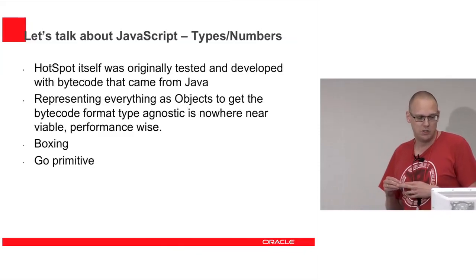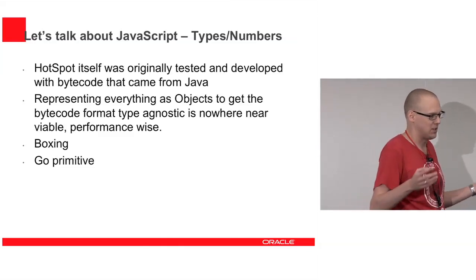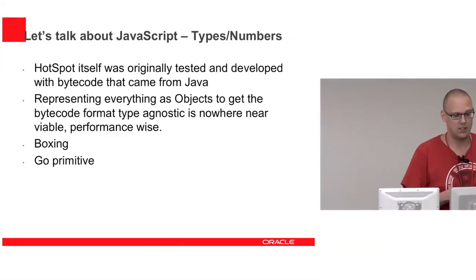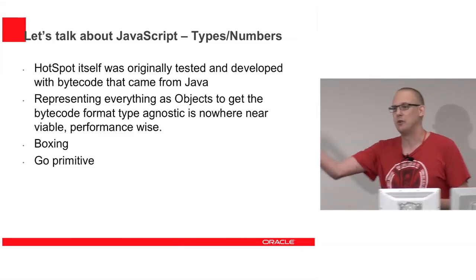So one thing we could do to be conservative is to represent everything in JavaScript as objects, boxed numbers and objects, and just use a-prefixed bytecodes and say invokedynamic, go, go, go.